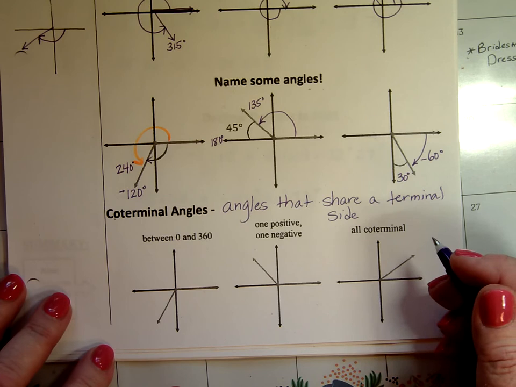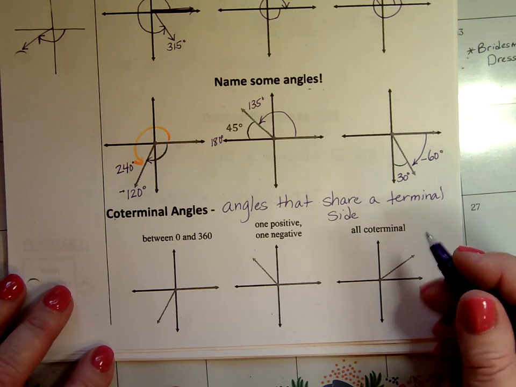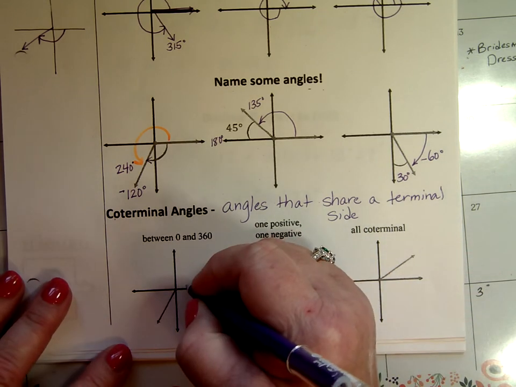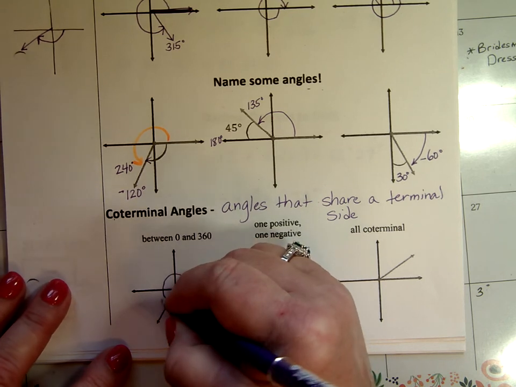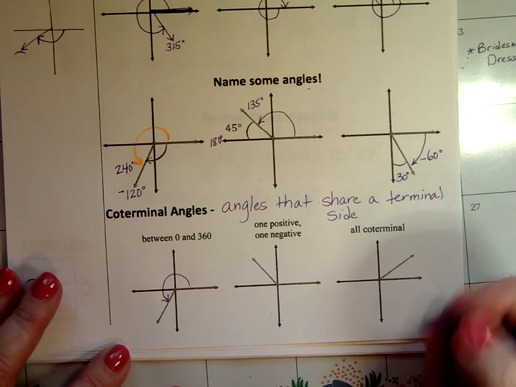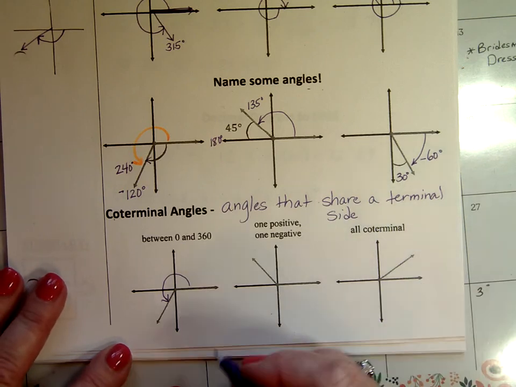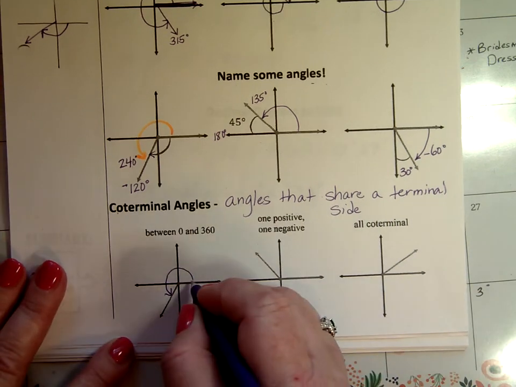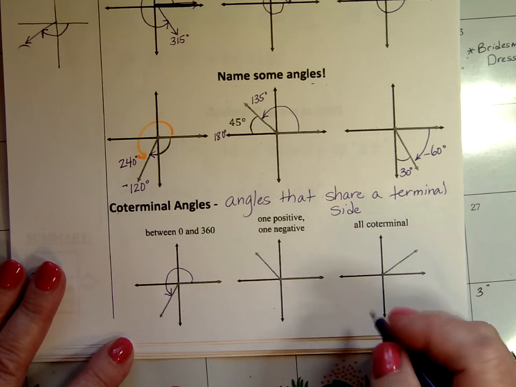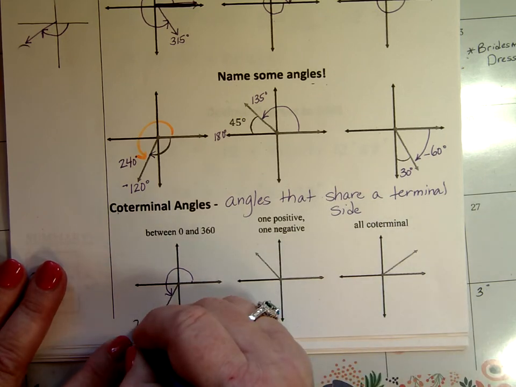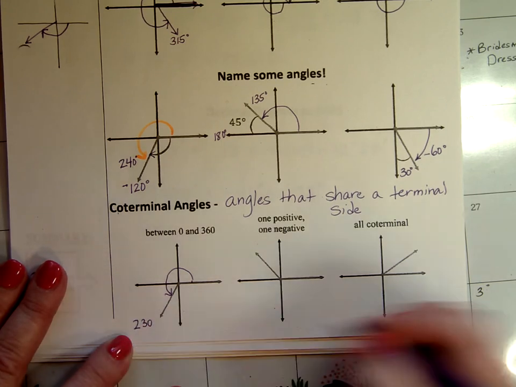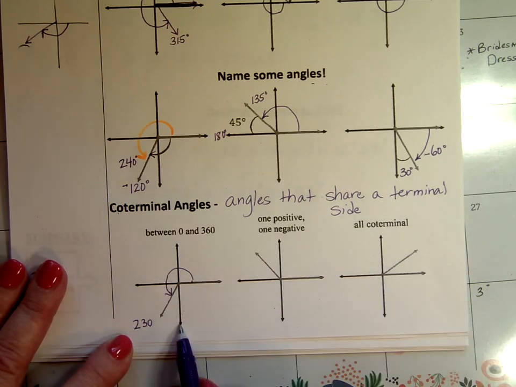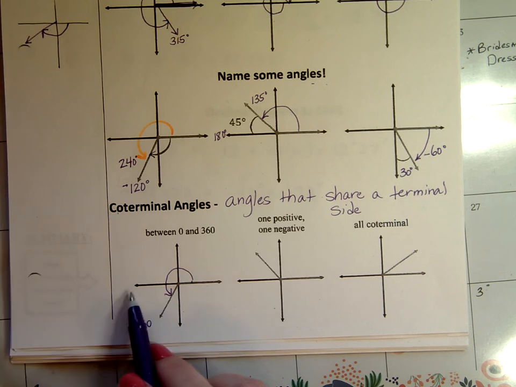So if I look at this first picture, I'm just going to guess how big this angle is. I'm going to give it an estimation, a number of some sort. First of all, it's positive because I went in a positive direction to get there. I'm going to say it's 230 degrees. Remember, this would be 270, so it has to be somewhere between 180 and 270 degrees. We're going to go 230.